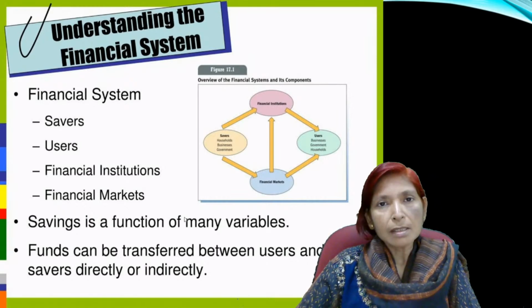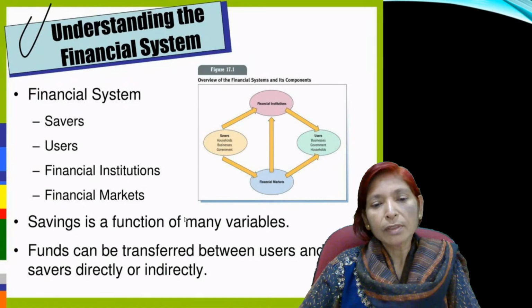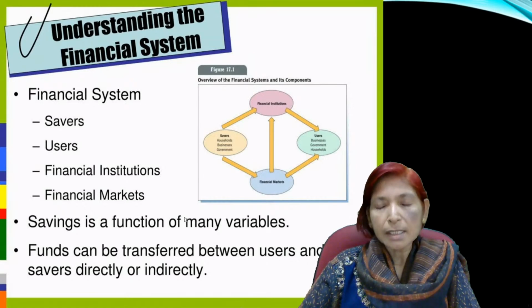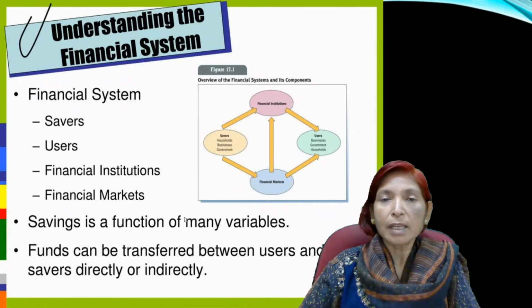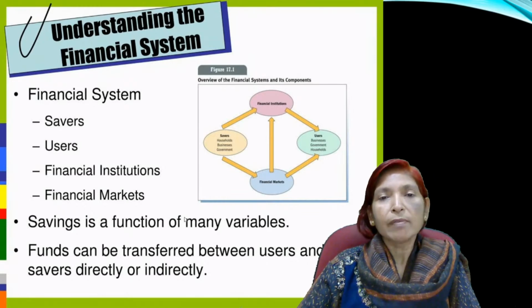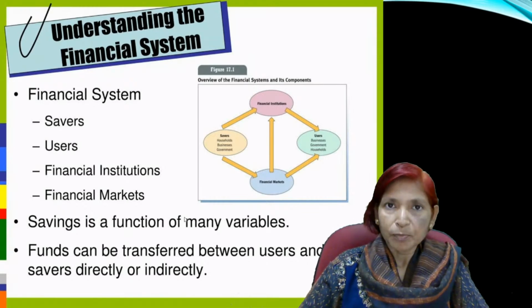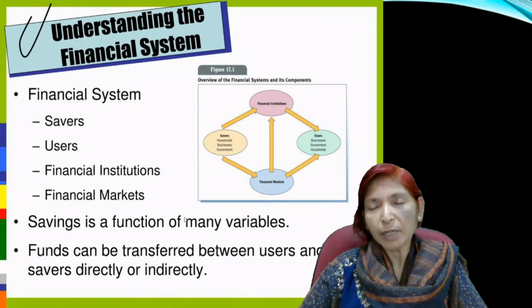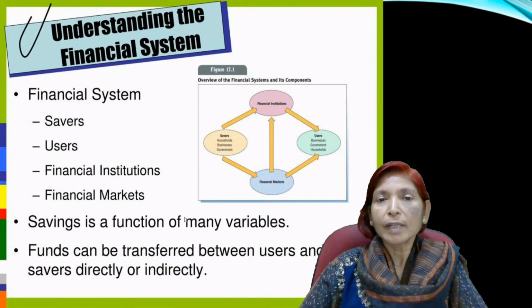In this, saving is a function of many variables, but in simple words, saving is the main function of income. When income is zero and consumption can never be zero, at that time saving will be negative. So saving may be negative, saving may be zero, and saving may be higher, depending upon the level of income. As income rises, saving also rises.